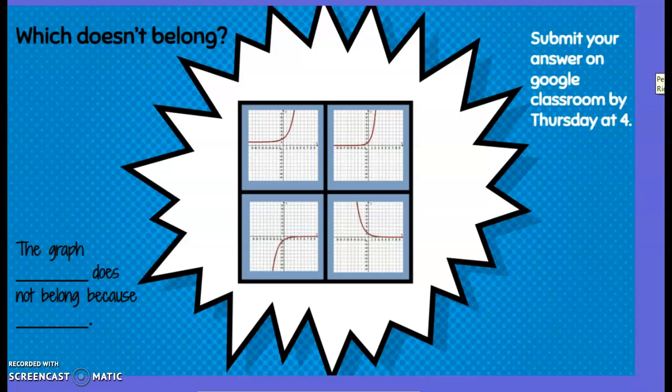The discussion question is just basically a completion grade. There's not a wrong answer, so you can either submit your response on the Google Classroom as a private comment, or you can do it as a class comment. It's completely up to you, but please use the sentence stem: The graph blank does not belong because, I would like you to justify your answer.